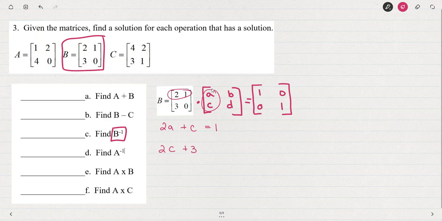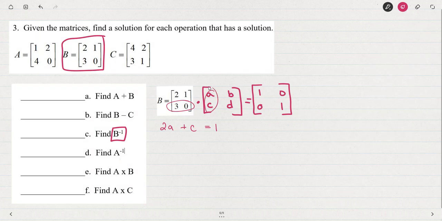I'm sorry, I'm saying the wrong pieces there. So the row 1, column 1, here's our 2A plus 1C. And then we want the second column. Sorry, I hope I didn't confuse you with that. I should just keep these circled to avoid this confusion.